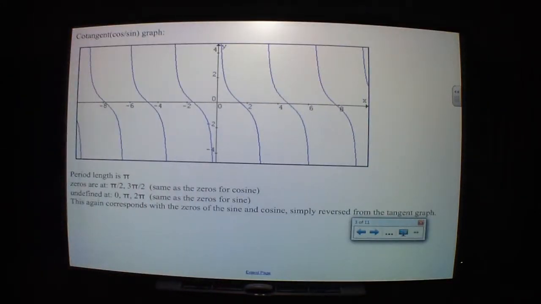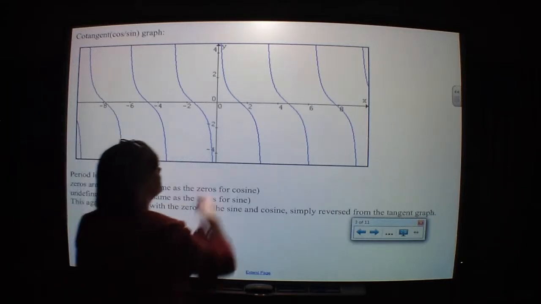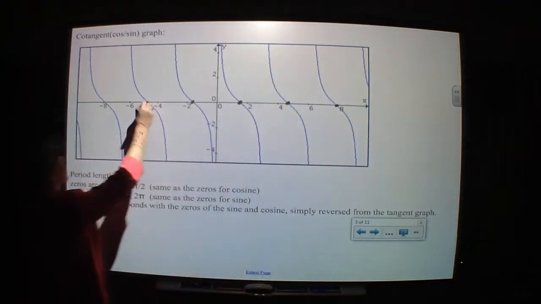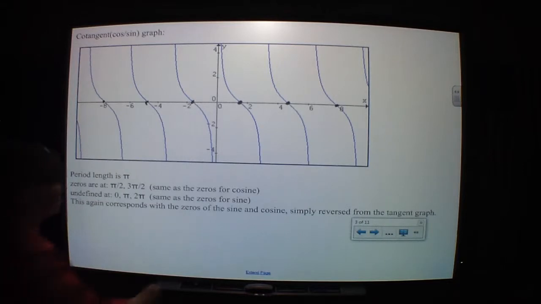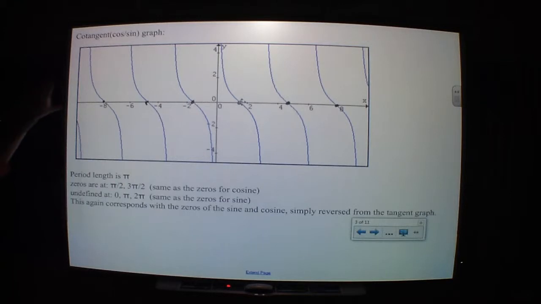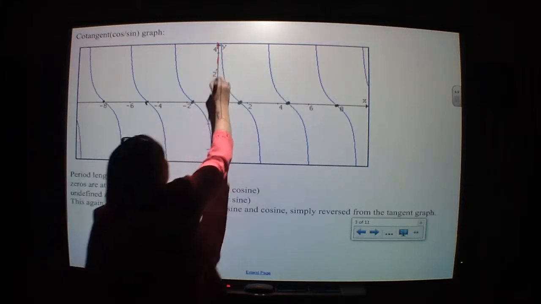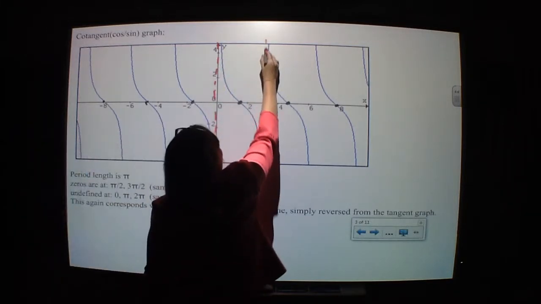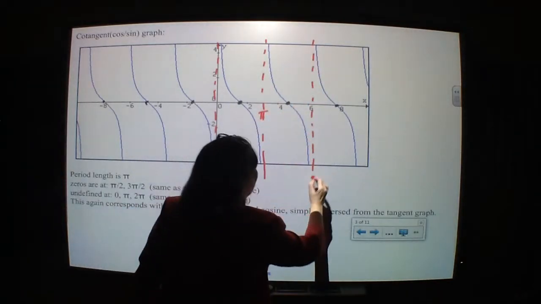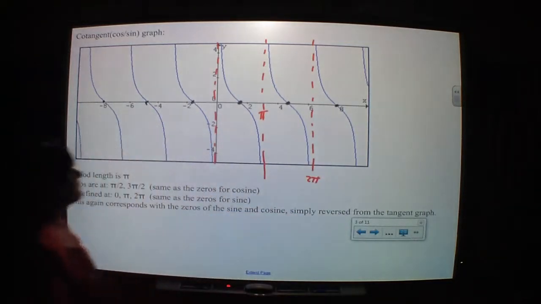Cotangent. Cotangent is x over y, or cosine over sine. So again, the zeros of cosine will be the zeros of this graph here. The zeros of cosine are the zeros of cotangent. The zeros of sine would be the asymptotes. So pi, and 2 pi, and so forth. Okay?